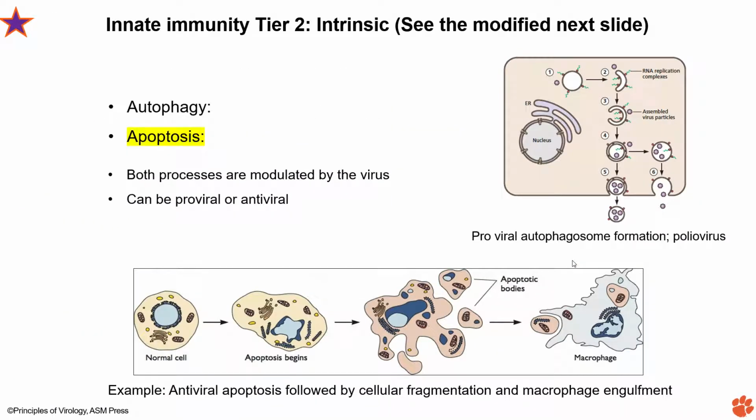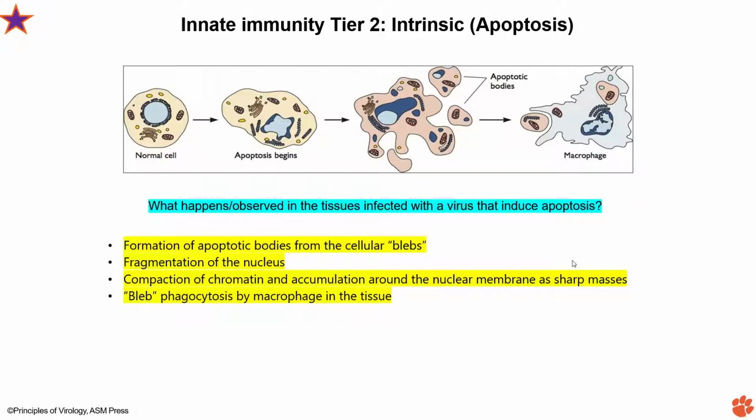So here we are just looking at apoptosis specifically, what happens in very specific cases. Just remember that it is the formation of apoptotic bodies, which are called these blebs right here, blebs or apoptotic bodies, and the fragmentation of the nucleus. So you can see the nucleus is fragmented right here.